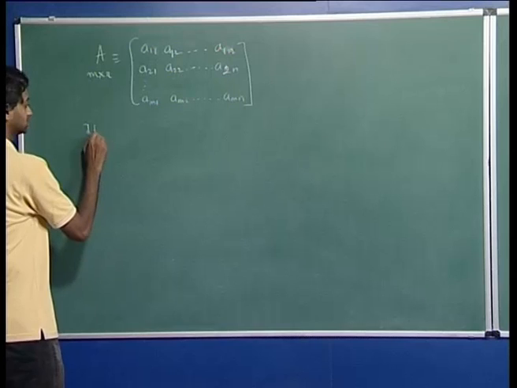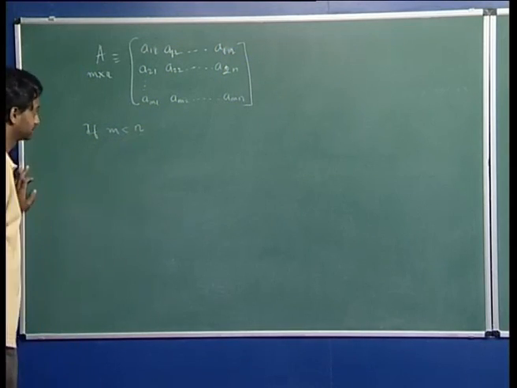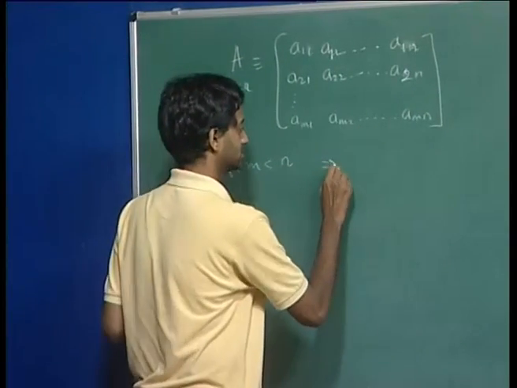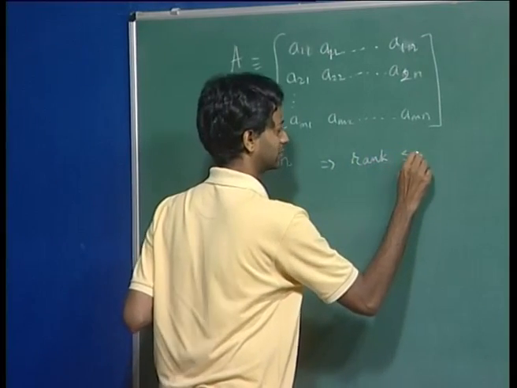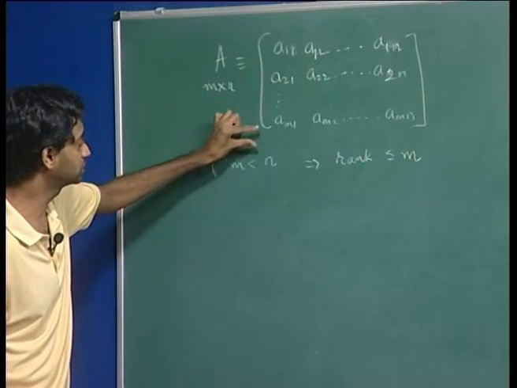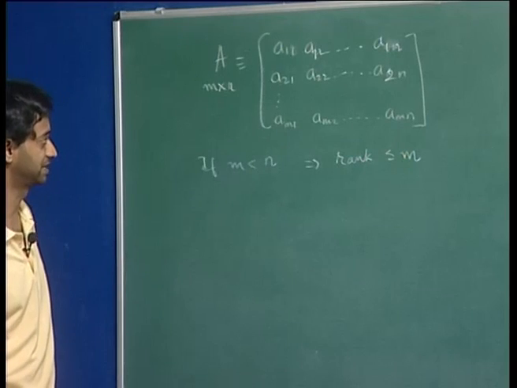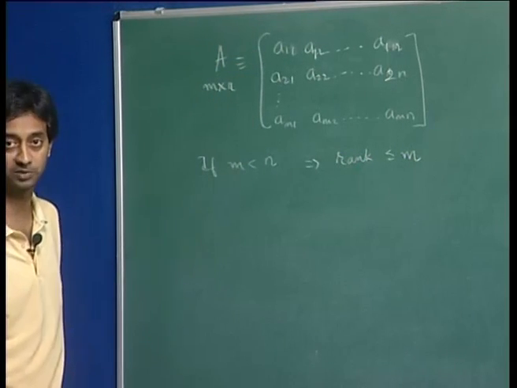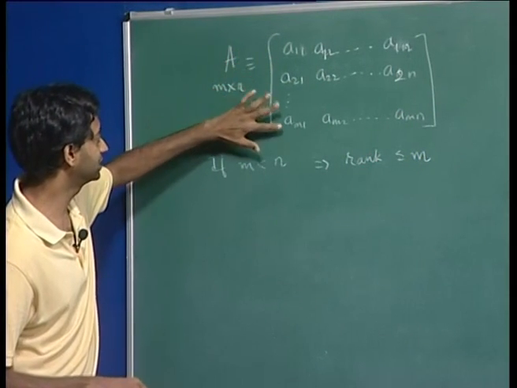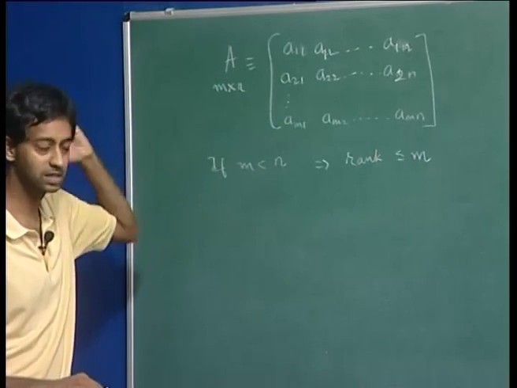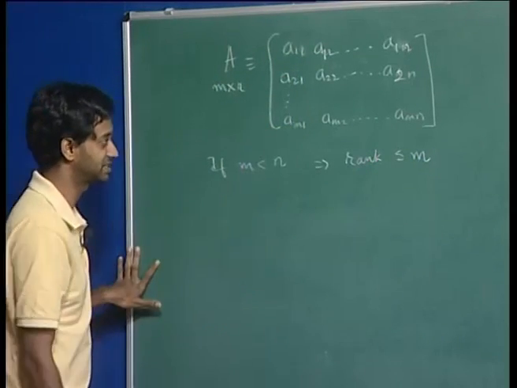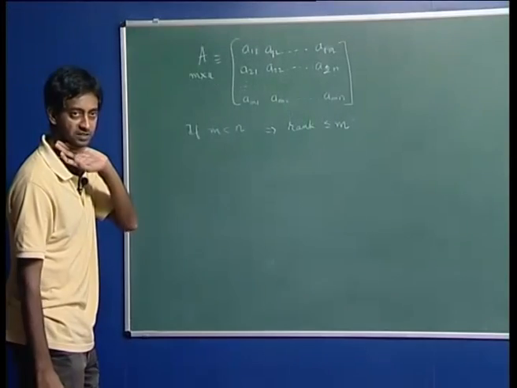Now, if m is less than n, okay, that means the number of rows is smaller than the number of columns. That implies rank less than or equal to m. Okay. So, then what you can do is you can take each of these rows and find out how many of them are linearly independent. Now, in general, this can be a very tedious operation. You essentially take linear combinations of these rows and set it equal to 0, and then you go through the usual process of determining linear independence.